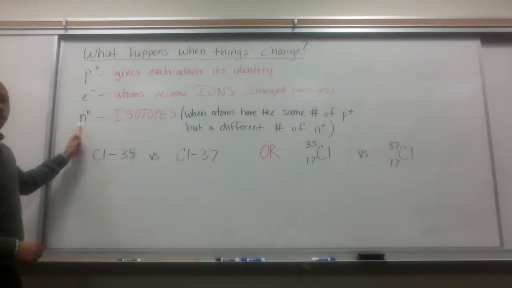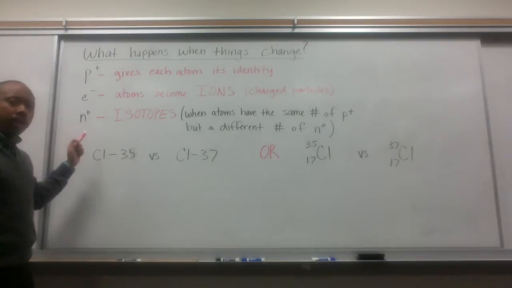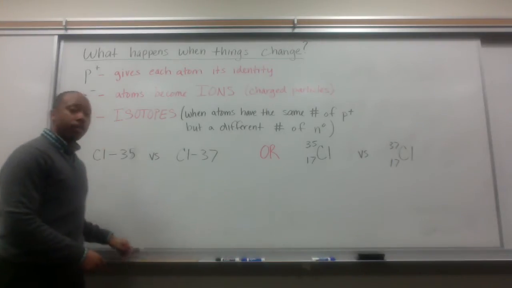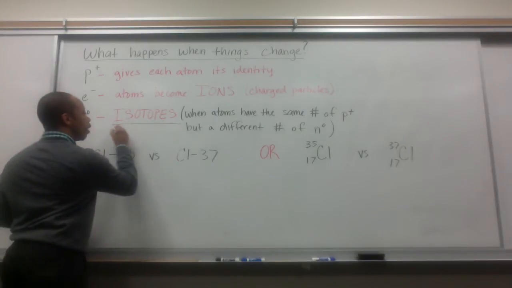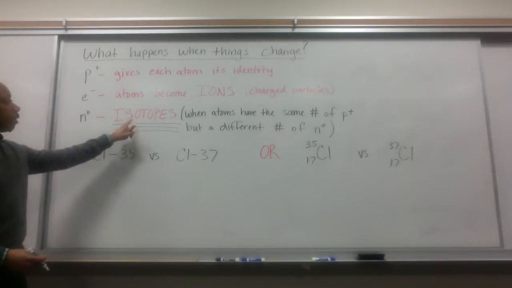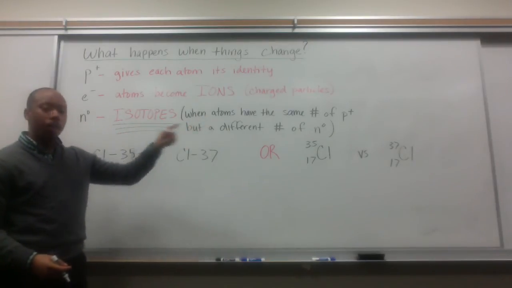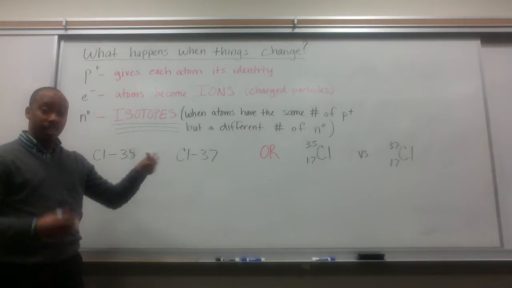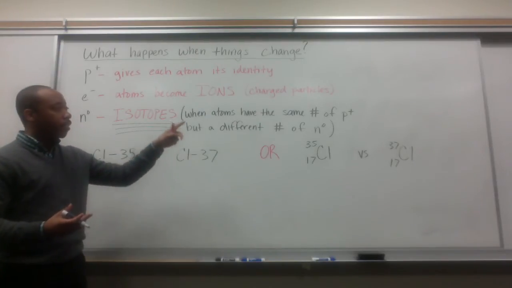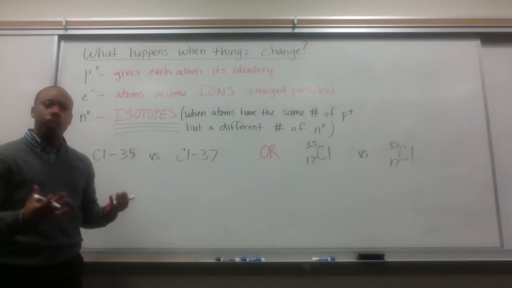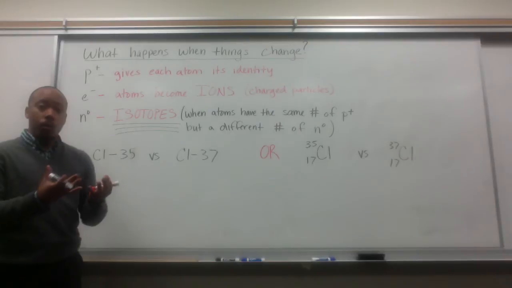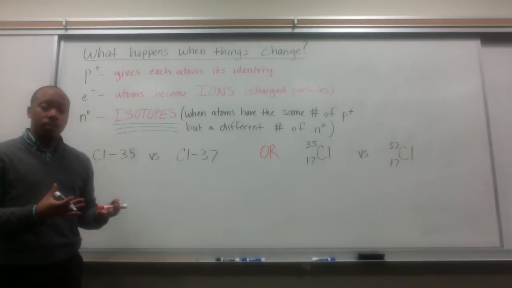Now neutrons. We haven't talked about that much. When neutrons change, what happens? When neutrons change, we form something called an isotope. And that's the take-home message for this video. An isotope is simply when atoms have the same number of protons, meaning they're the same atom, same identity, but a different number of neutrons. It's kind of like twins. Twins have the same DNA, but one might be a little heavier than the other, too many meals or something.